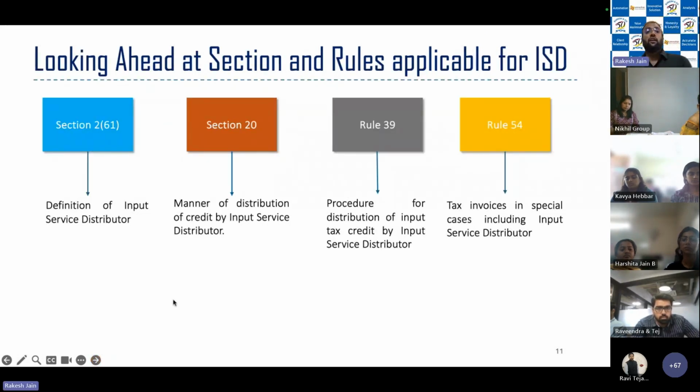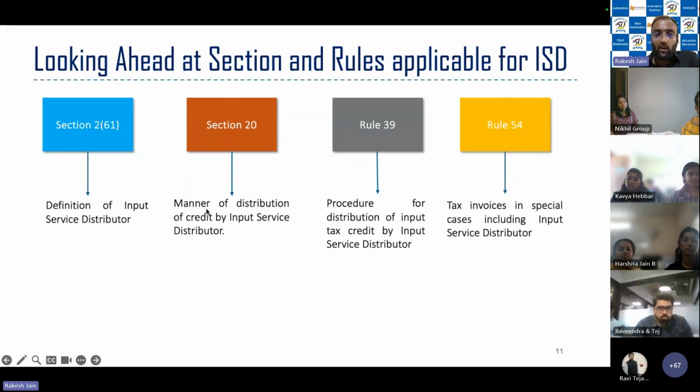Now let's look ahead. Whatever I have covered till now is all the clarifications and amendments that have been brought in. Now let's look ahead as part of ISD. Section 2(61) deals with the definition of input service distributor. This is the amended definition.